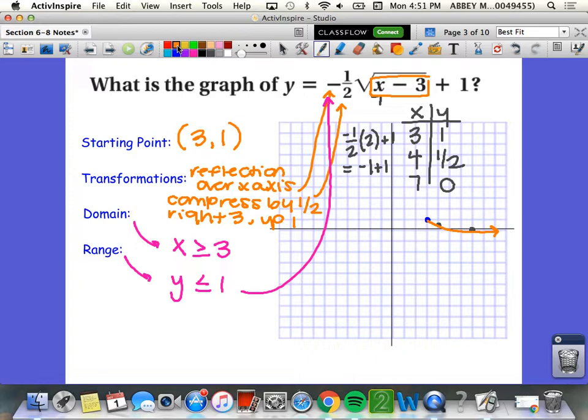Again, does my graph make sense with my transformations and my domain and range? Yeah, okay? See from the starting point how it goes down? The reason it goes down is because I have that negative out front.